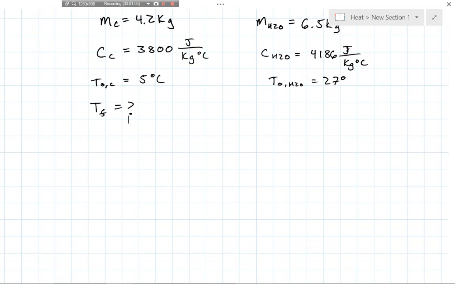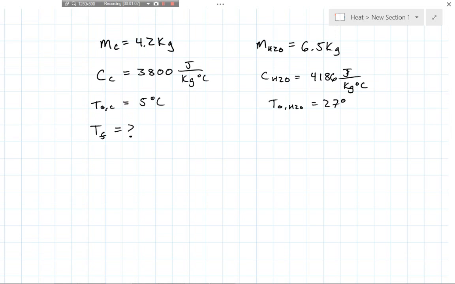One thing I should point out is that right away we can already say something. We're putting in the Coke, which is at 5 degrees Celsius, and we're adding this water, which is at 27 degrees Celsius. So we know that the final temperature of the system is going to be somewhere in between 5 degrees Celsius and 27 degrees Celsius. And because the water has a larger heat capacity and a larger mass, we expect that the temperature will be a little bit closer to 27 degrees than to 5 degrees. So let's go ahead and work this out.